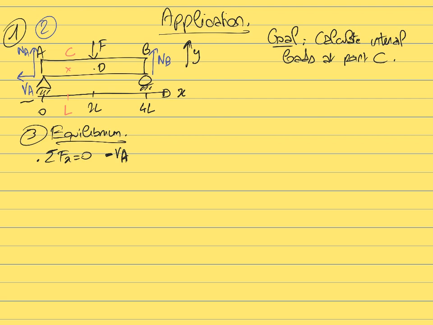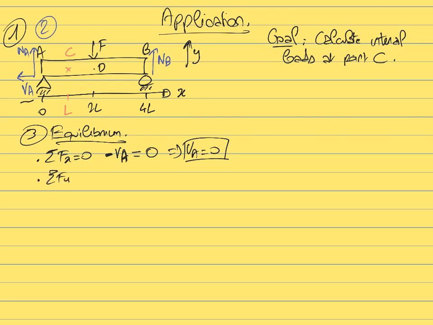So when you write the condition of equilibrium here, sum of the forces equals 0, it means that minus VA, which is the projection of VA along the x-axis, is equal to 0. So in this case, it means that simply VA equals 0. So there is no horizontal force created by the support here.